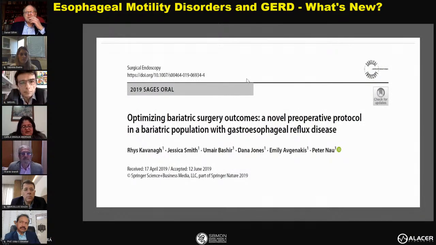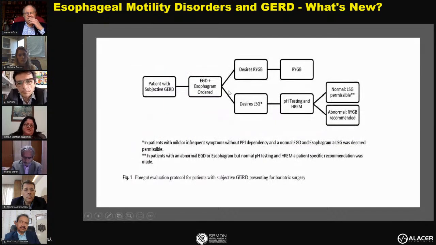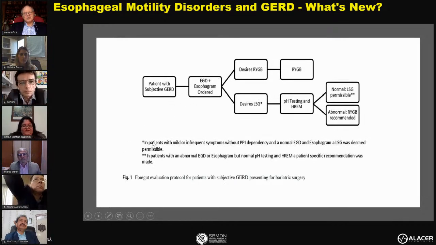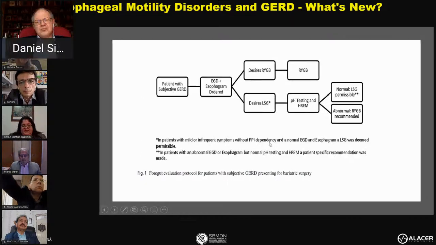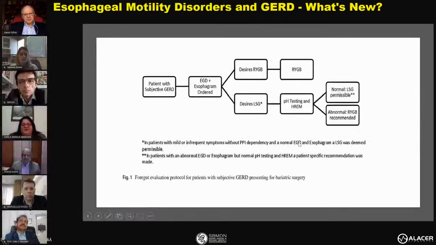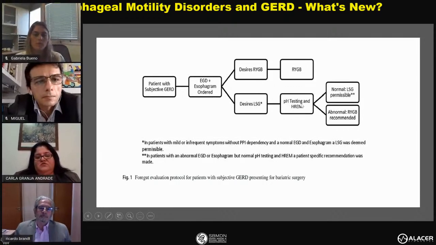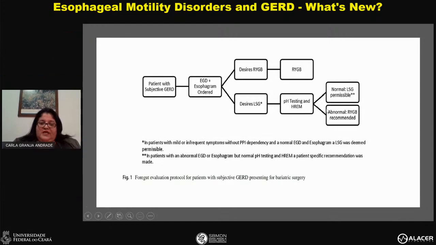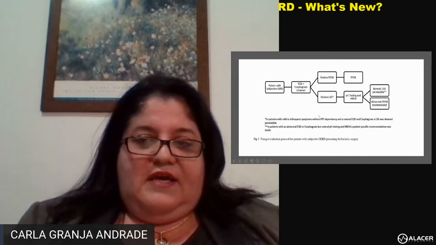This is a work presented at SAGES 2019, showing a chart that tries to organize the reasoning of these cases. This work suggests that we need to ask if the patient wants to do a sleeve gastrectomy, and if she has symptoms of reflux. If the patients have mild or infrequent symptoms, with PPI dependency or a normal esophagogastric endoscopy or esophagogram, the sleeve gastrectomy was deemed permissible. But if we have many symptoms, or the patient has altered pH testing or high-resolution manometry, the patient must be recommended to Roux-en-Y gastric bypass.